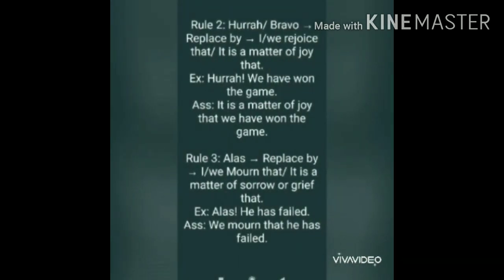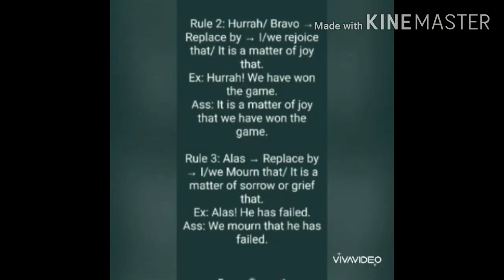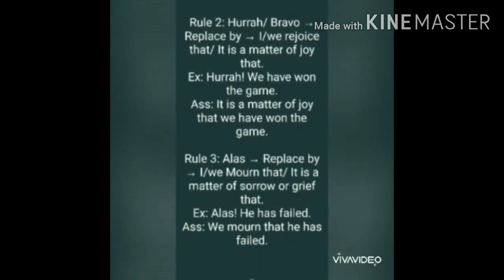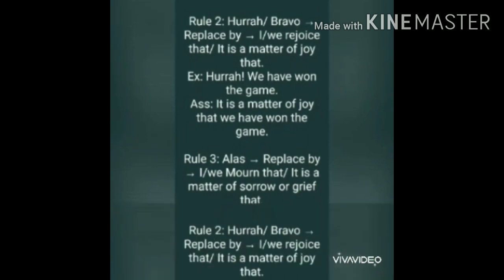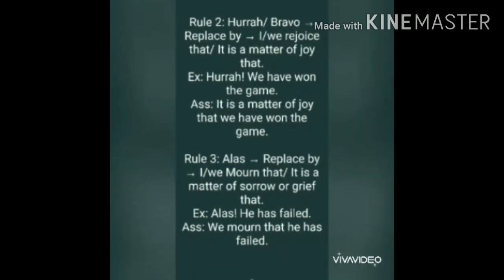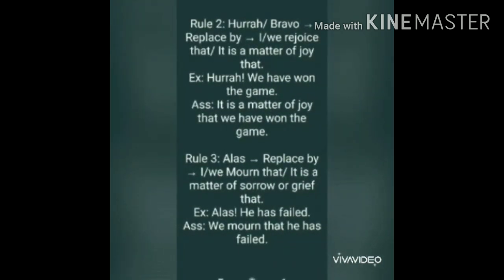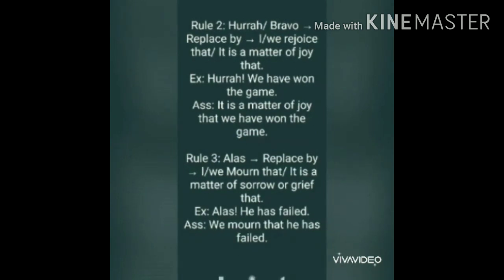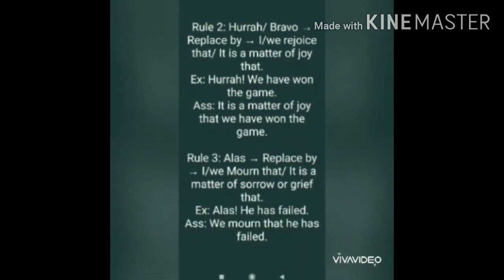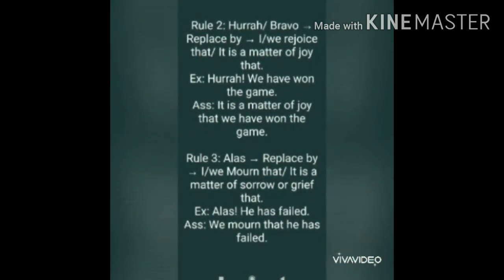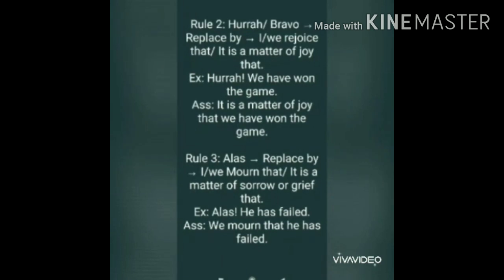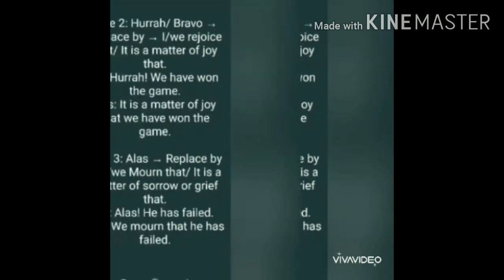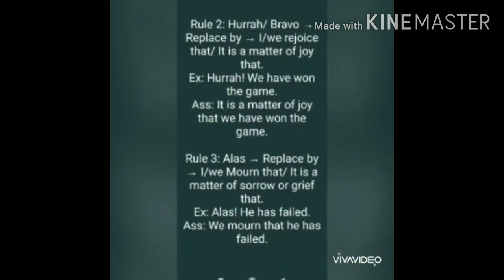Rule 2. If any exclamatory sentence is having the word hurrah or bravo, then replace these two words with I or we rejoice that, or it is a matter of joy that. For example, hurrah, we have won the game. Changing it to assertive sentence, it will become: it is a matter of joy that we have won the game. You have to remove the word hurrah or bravo.